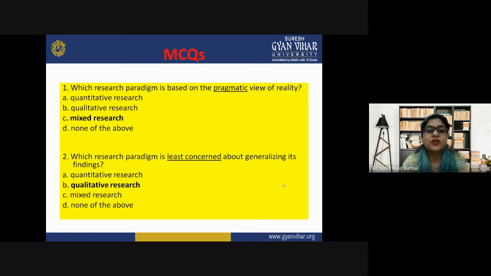Then second question, which research paradigm is least concerned about generalizing its findings? So quantitative research, qualitative research, mixed research, none of the above. So the least concerned about generalizing its findings is related to qualitative research. All right, students.